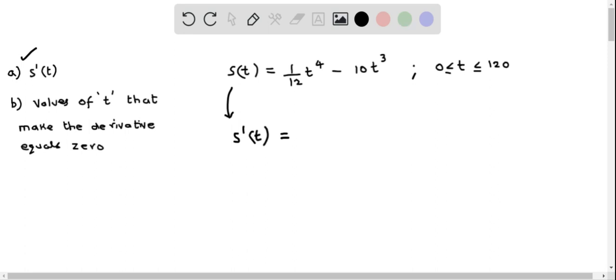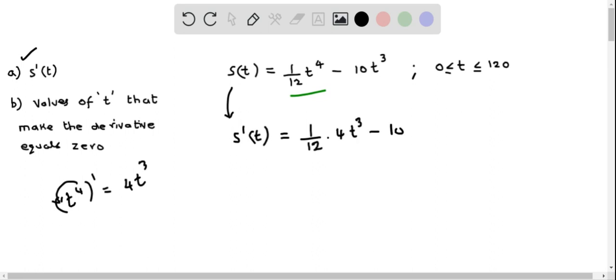So considering the first term, we have 1 by 12 t power 4. I'm going to keep the 1 by 12 as it is because it's a constant and find only the derivative of t power 4. So the derivative of t power 4 with respect to time is, when we use the power rule, 4 times t cube. That is, we put the power in front and reduce this power by 1. So it becomes 4 times t cube. So I can put it here.